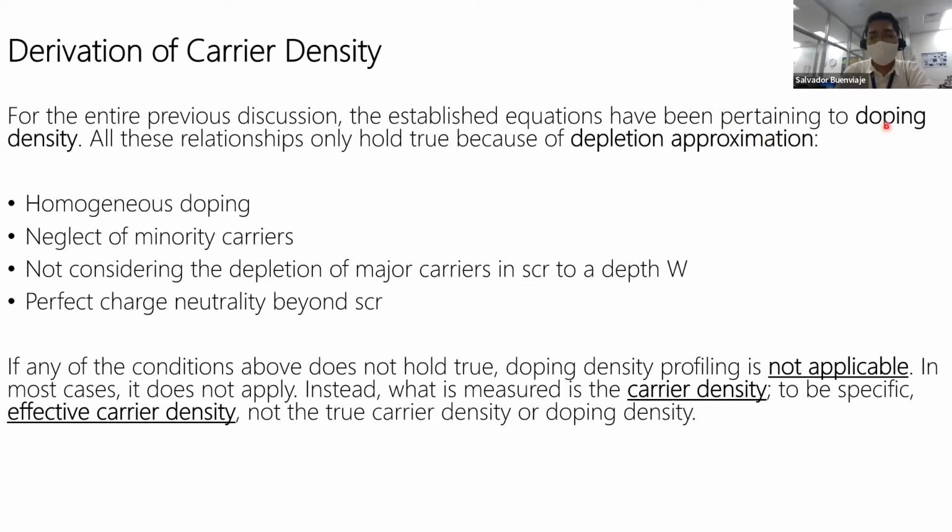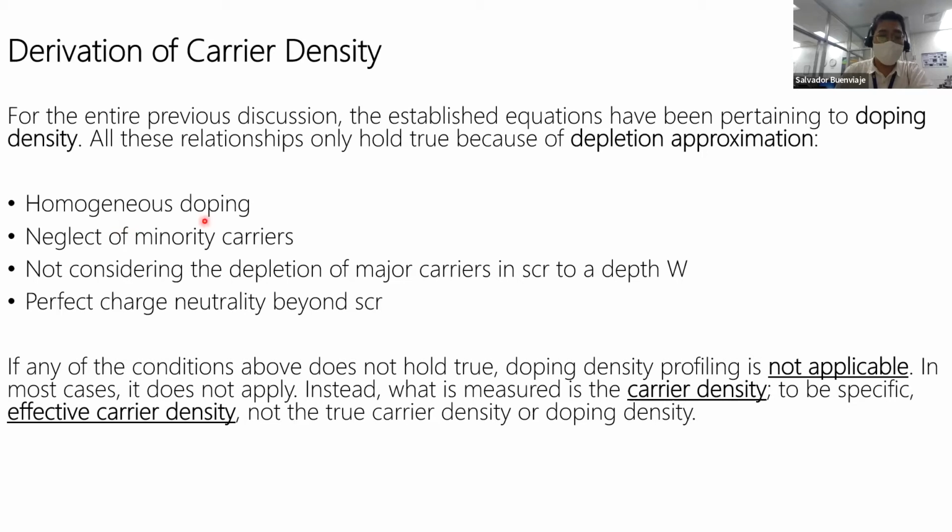what we measure from the CV technique is not the doping density, because depletion approximation is a very ideal assumption. So what are these conditions?